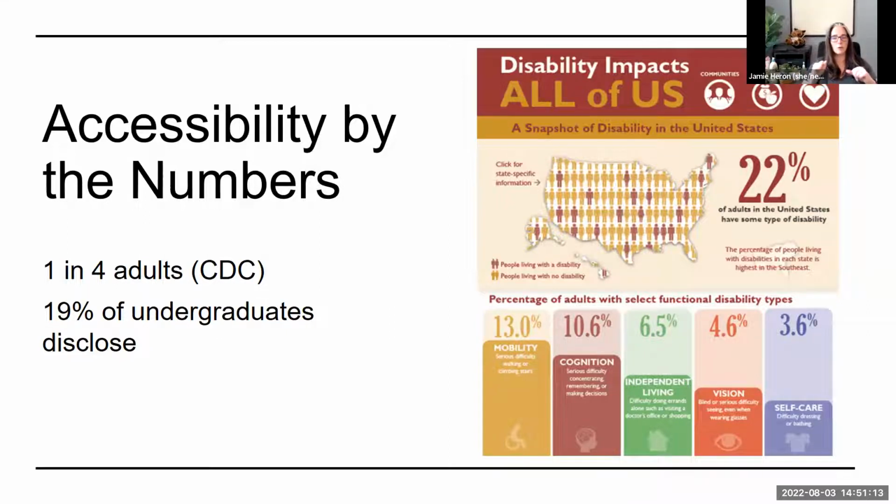If we have 1 in 4 adults in general who have some sort of disability, but only 19% are disclosing that to campuses, that means there are some students who are not disclosing their disability to their campuses for whatever reason they so choose. But that means that those students might not be getting the support they need, which means it's really important for us as faculty members to do our best to meet the needs of those students who are not disclosing, as well as the students who are disclosing a disability.